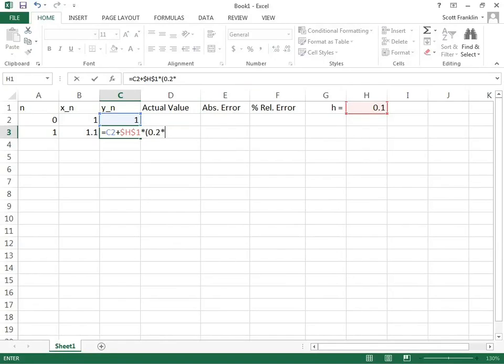Now, which x and y am I plugging in? The previous one. So it's 0.2 times x times y. So everywhere there's an x, I'm going to put B2. And everywhere there's a y, I'm going to put C2. So that means times B2 times C2. There's 0.2xy. And there's an approximate value.